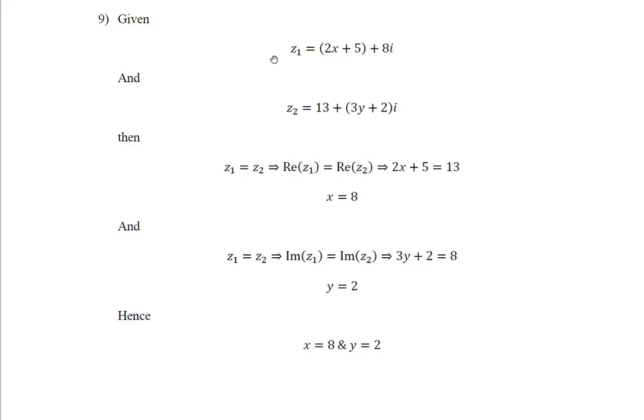Number 9. Given z1 is equivalent to 2x plus 5 plus 8i and z2 is equivalent to 13 plus 3y plus 2i, then z1 equals z2 implies that the real part of z1 is equal to the real part of z2, which means 2x plus 5 is equal to 13, so x is equal to 4. And z1 equals z2 implies that the imaginary part of z1 is equivalent to the imaginary part of z2, which implies that 3y plus 2 is equal to 8, so y is equal to 2. Hence, x is equal to 4 and y equal to 2.